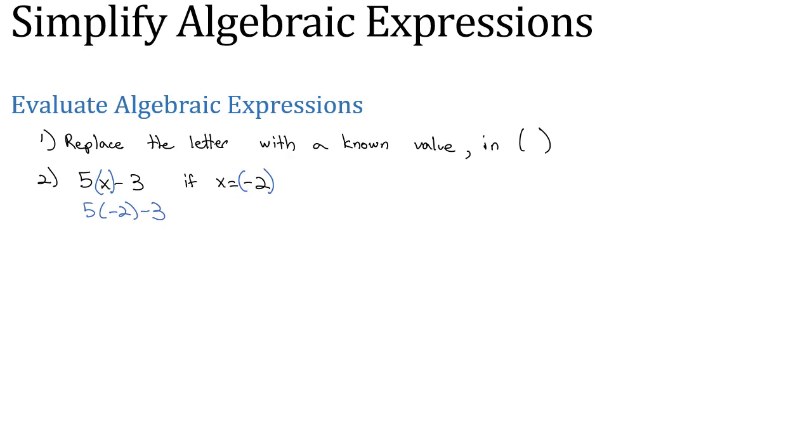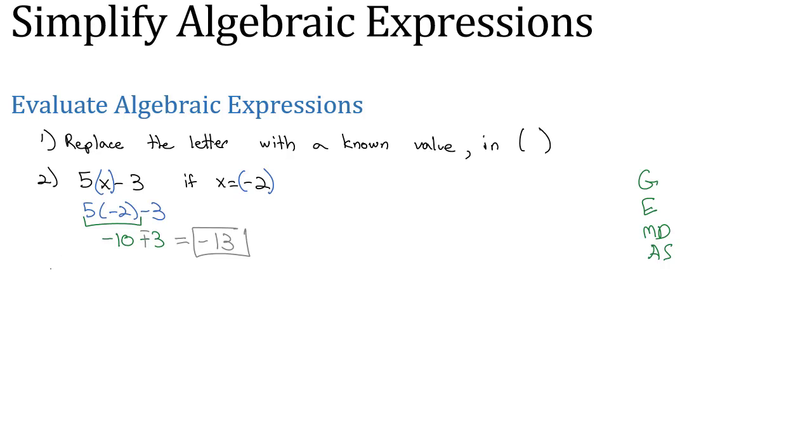So now when I think about GEMDAS, my order of operations, we know we have to multiply and divide before we do any adding and subtracting. 5 times negative 2 is negative 10. Minus 3 gives us a final answer. If I add the opposite, we've got 2 negatives, makes it more negative, negative 13.